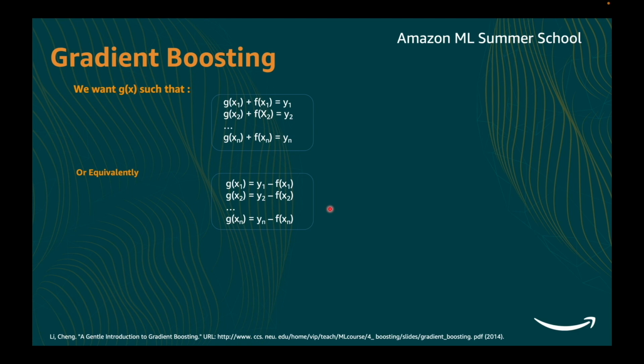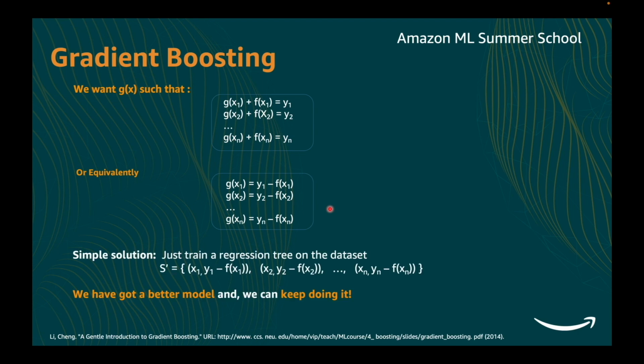So if you look at the example over here, this is what we want. In the ideal case, we want g of x1 to be exactly y1 minus f of x1, right? You want exactly the error in your friend's model to be predicted correctly by g, and then g of x plus f of x will give you the correct answer. So that's exactly what you have to do.